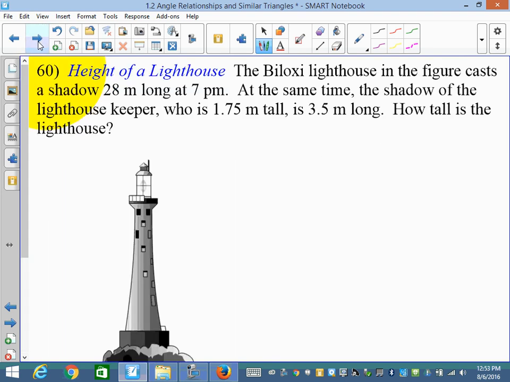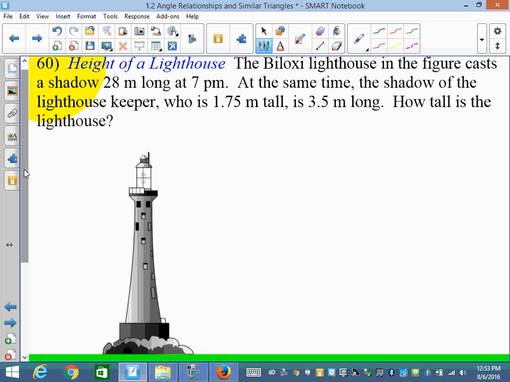Okay. Height of a lighthouse. The Biloxi Lighthouse in the figure casts a shadow 28 meters long at 7 p.m. At the same time, the shadow of the lighthouse keeper, who is 1.7 meters tall, is 3.5 meters long. How tall is the lighthouse? So our question is this one right here. Okay, I can't draw. The question is, how tall is this one here?